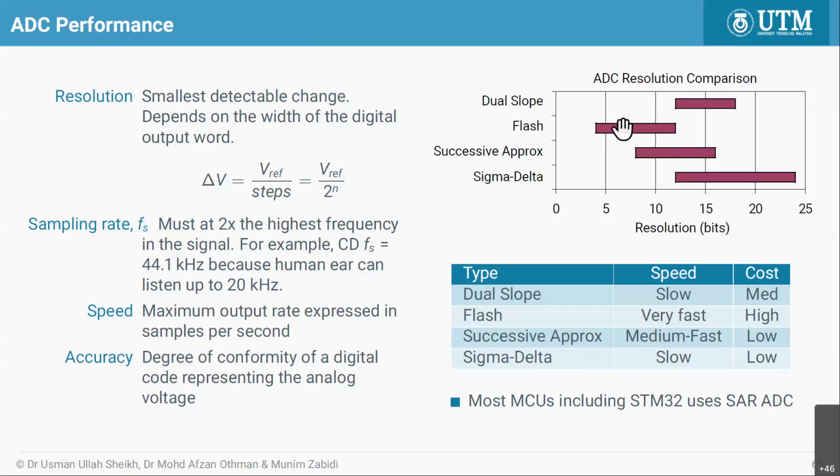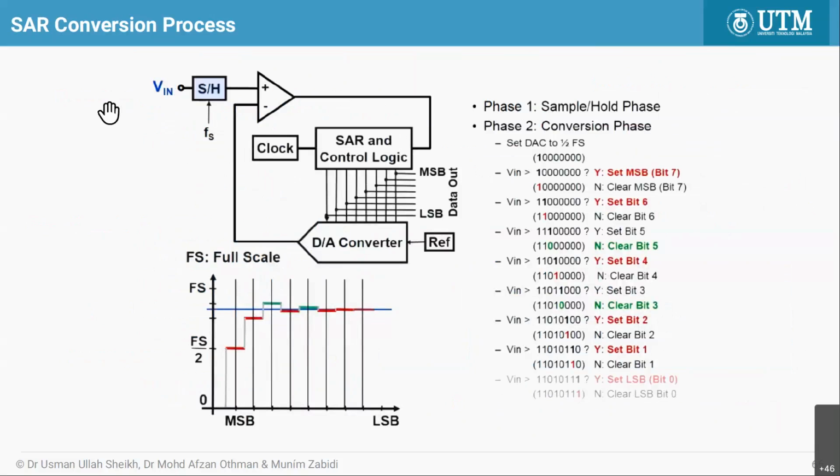For other applications where you don't need high speed, you can try other methods. You can go dual slope, successive approximation, or sigma delta. Sigma delta is the approach where you try to go very cheap, but it's also very slow. Somewhere in the middle is the successive approximation, which is used in most microcontrollers, including STM32. For the successive approximation register, the conversion must be done in a few clock cycles.